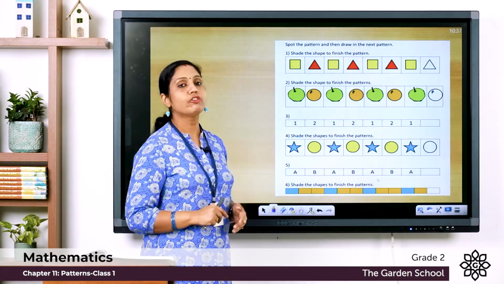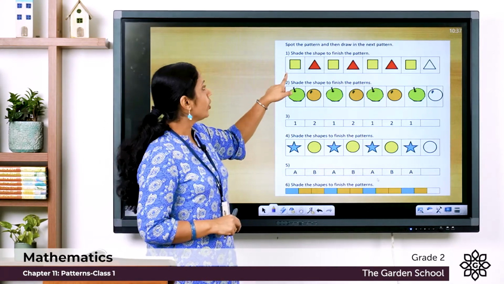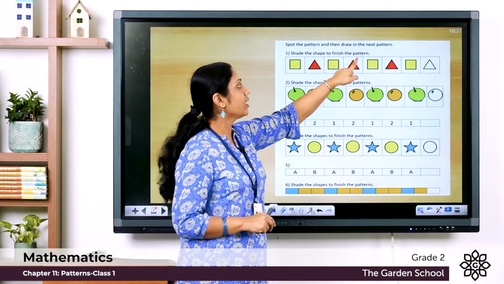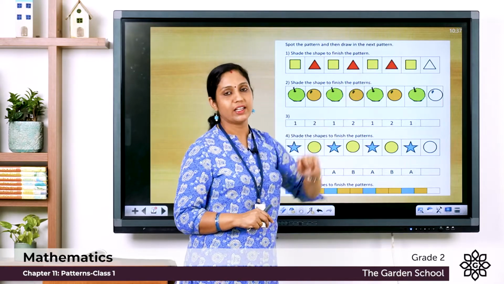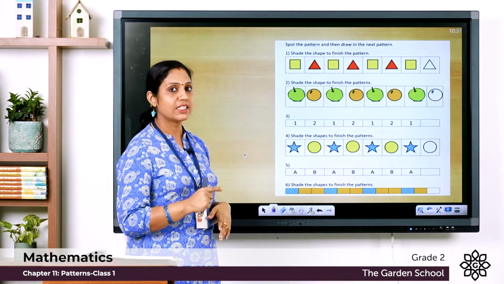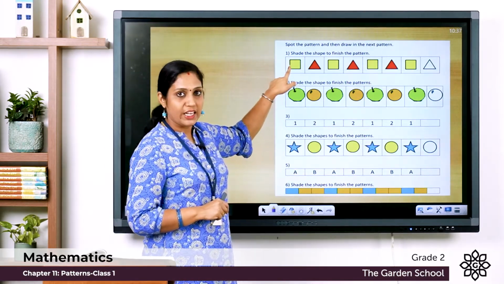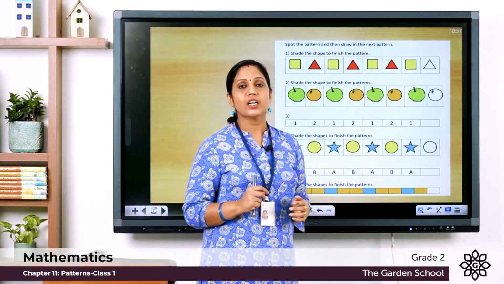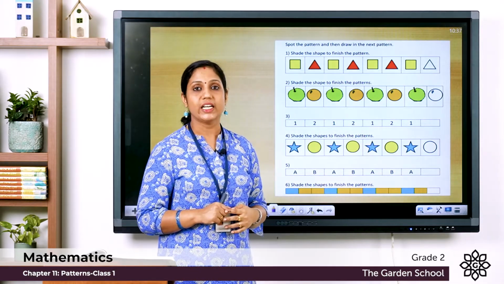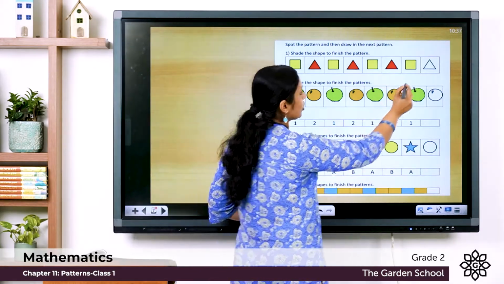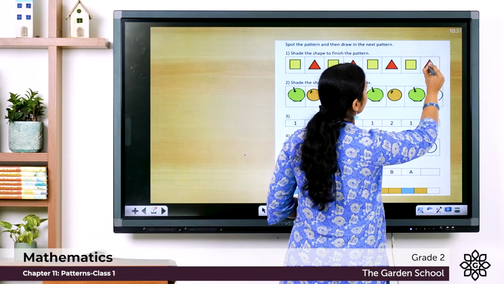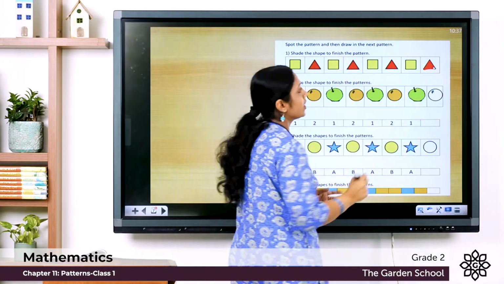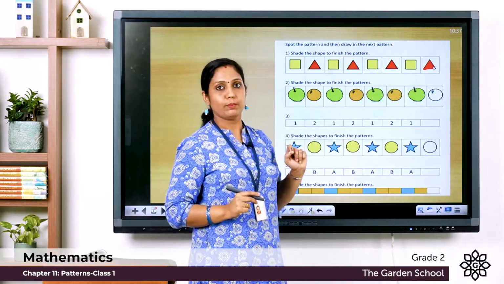Shade the shape to finish the pattern. So here you have square, triangle, square, triangle, square, triangle, square, triangle. It's given, triangle is given. But let's have a look again. Square is yellow, triangle is red. So the last triangle, in which color should we shade it? Yes, we have to shade it in red color. So we'll shade this in red color. And now we can say that this pattern is complete.